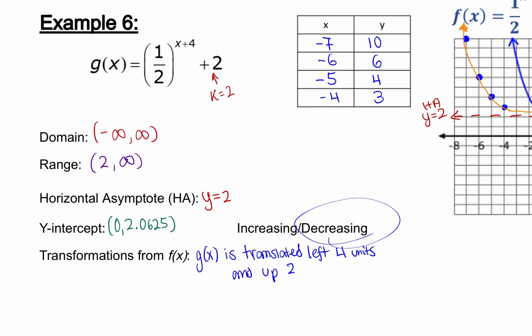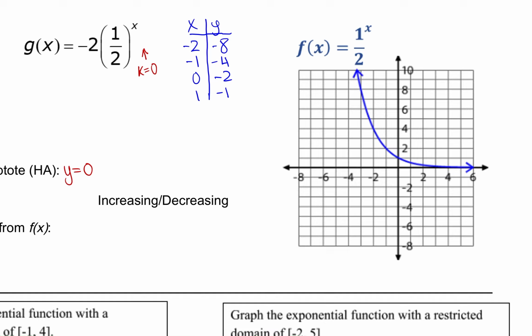So on the left-hand side or right-hand side, I will create a table of values. And I see that I have -2, comma, -8. I have -1, comma, -4. I have 0, comma, -2. I have 1, comma, -1 for the points of accuracy. So on the right-hand side, I am going to graph my horizontal asymptote first at y equals 0. This is y equals 0.